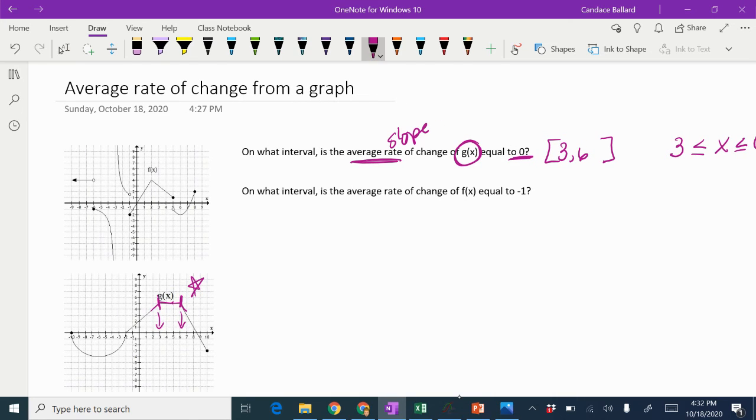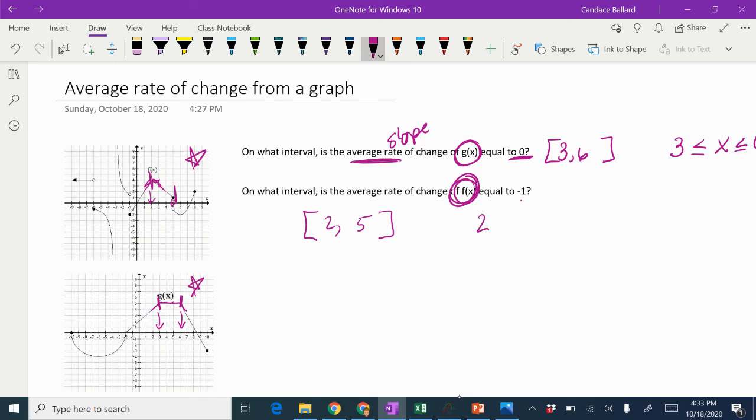The next one is asking us where the average rate of change of f is equal to negative 1. So we know we're using the top graph. The only time I have a slope of negative 1 is between those two x values. So again, they didn't give us any specific type of notation, so I'm going to use interval first. We're on a solid, so that means I'm a bracket and a bracket because I've got a closed dot on this end. And we're going from x equals 2 to x equals 5.